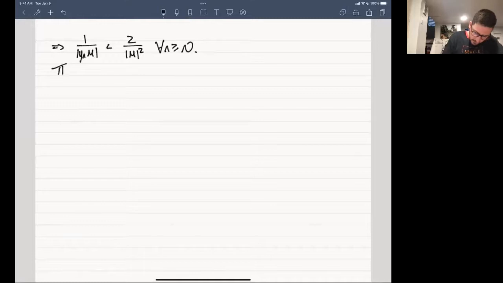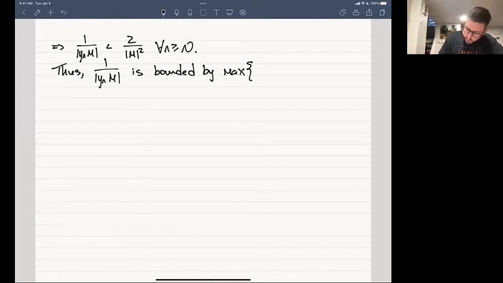So this tells us thus 1 over the absolute value of yn times m is bounded by, so again, we have infinitely many terms bounded. So we just need to look at something that bounds the first few terms. So you can take the max of the first capital N terms. Again, we did this similarly in the lectures. 1 over |y1 times m|, and so on up to 1 over |y(N-1) times m|, and then finally, 2 over the absolute value of m squared.